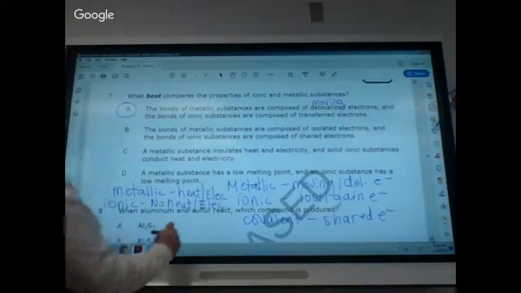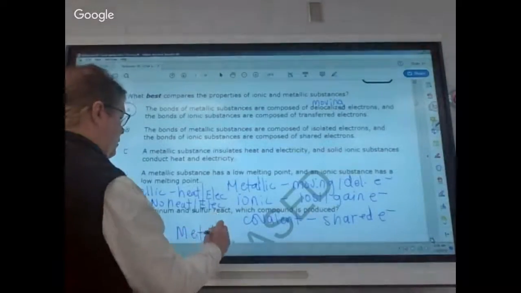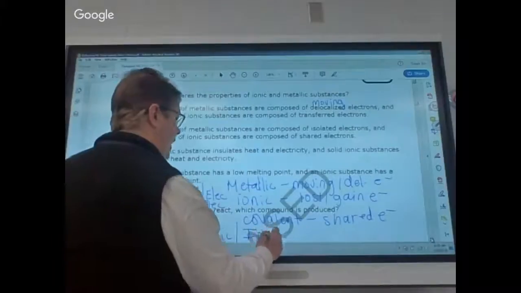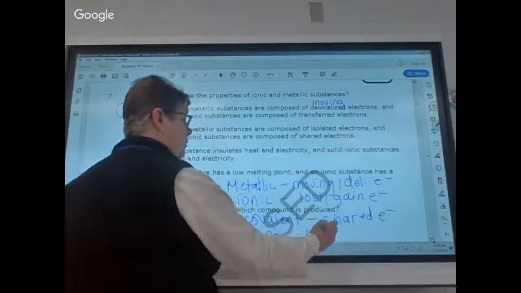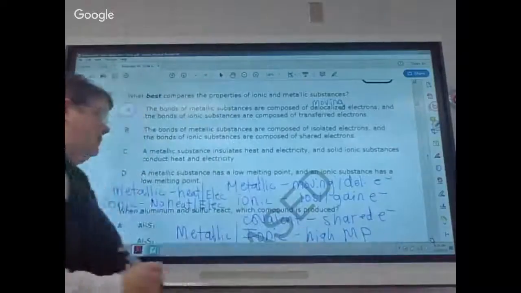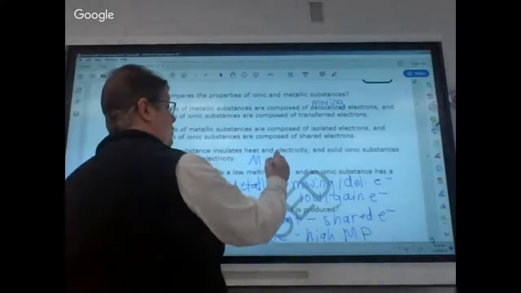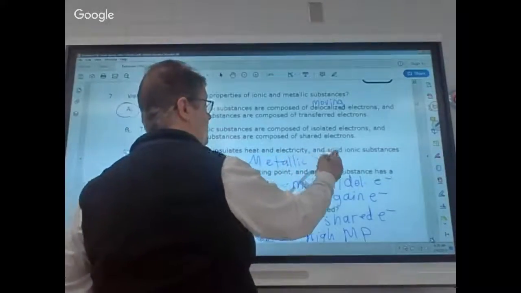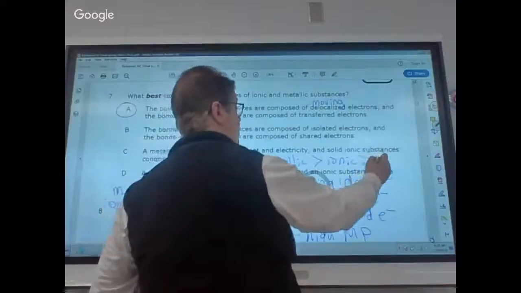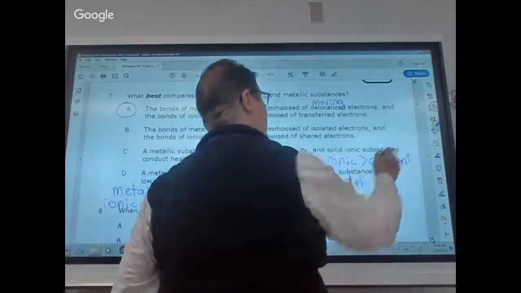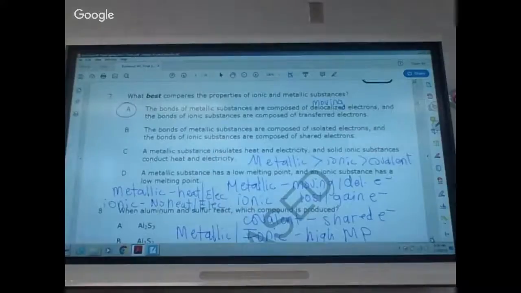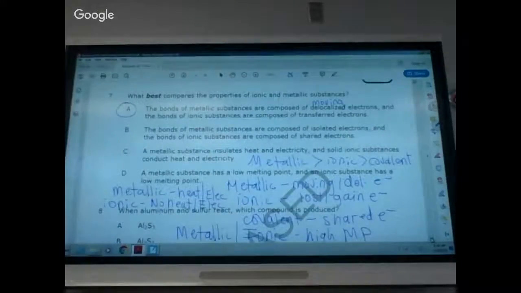No. Okay? Metallic and ionic have high melting points. Who has the highest? Ionic or metallic has the highest? Who has the strongest bond? Metallic. Okay? Remember, metallic was the greatest, then ionic, then covalent. So metallic had the highest melting point, then ionic. But both of them were high melting points. Covalent has the lowest melting point. Okay?